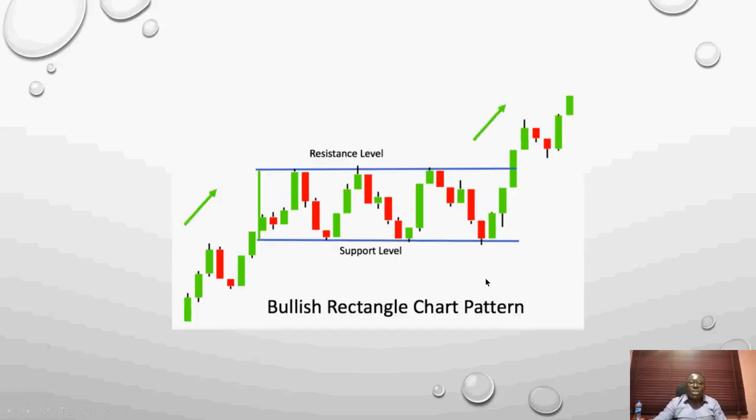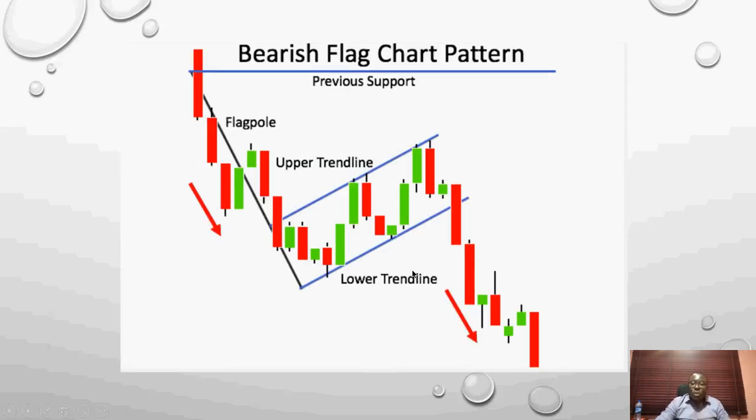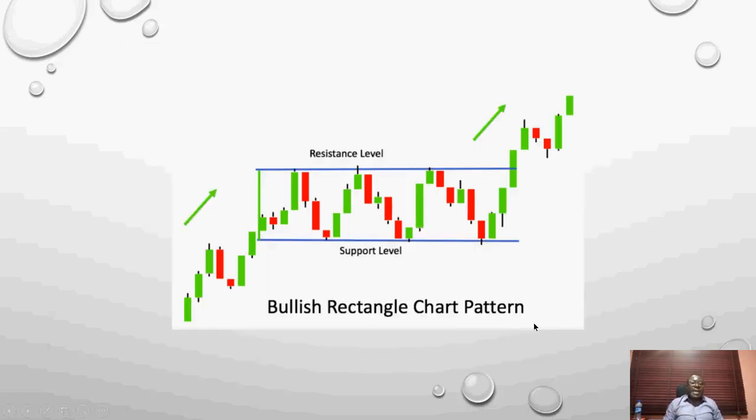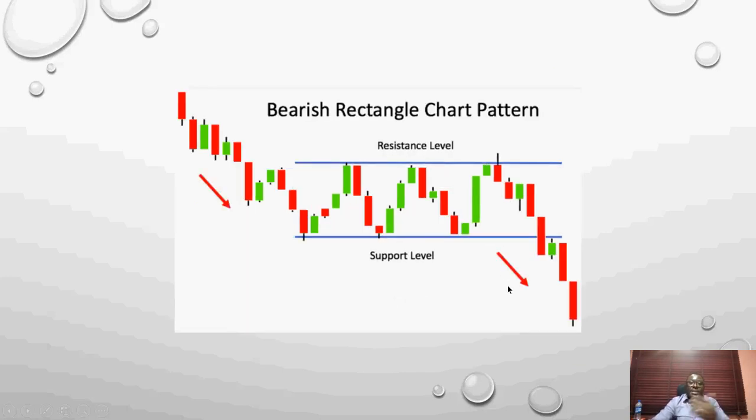And I forgot to mention something to you. What are you supposed to be targeting? Like in the flag, we are targeting the length of the pole at the breakout here. The length of the pole is where you're going to target. So if from here to here is 100 pips, you're going to target 100 pips from the break of this point. But in the case of a rectangle, your target is the height of this rectangle. So from here to here, that's what you're going to target from here up here. The same thing with the bearish.